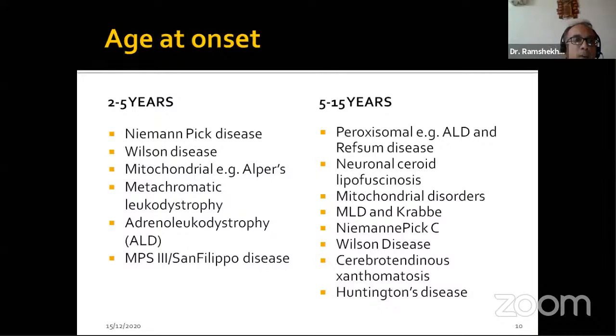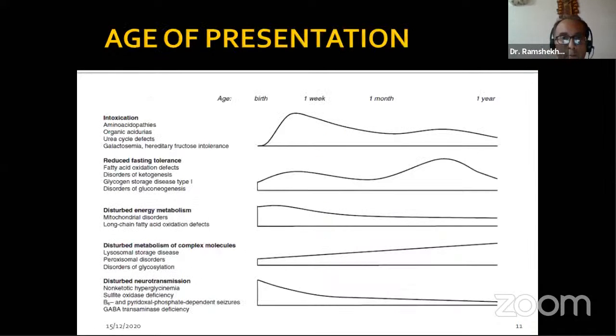Similarly, you have older children who present between 5 to 15 years of age. You would think of entities such as mitochondrial disorders, Wilson's disease, neuronal ceroid lipofuscinosis, Lafora body disease, as well as white matter disorders. So this depends upon what your examination findings are, but please note that the temporal profile as well as age of onset are equally important for you to determine what your etiological approach would be.